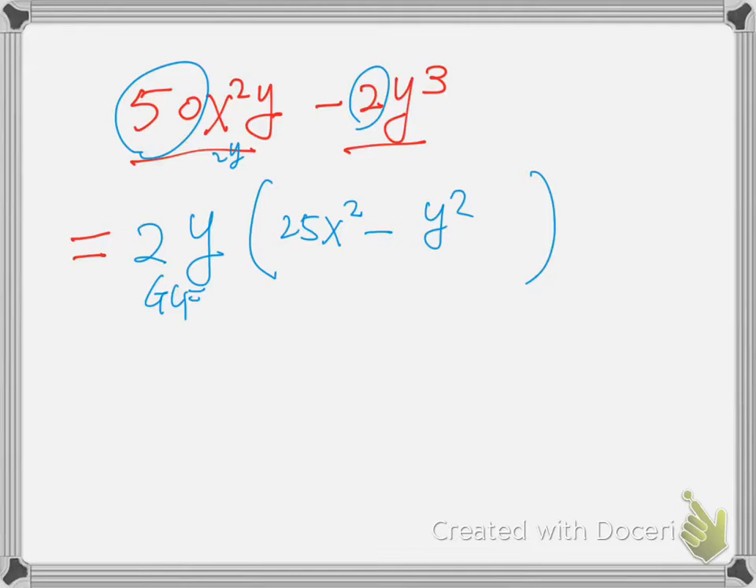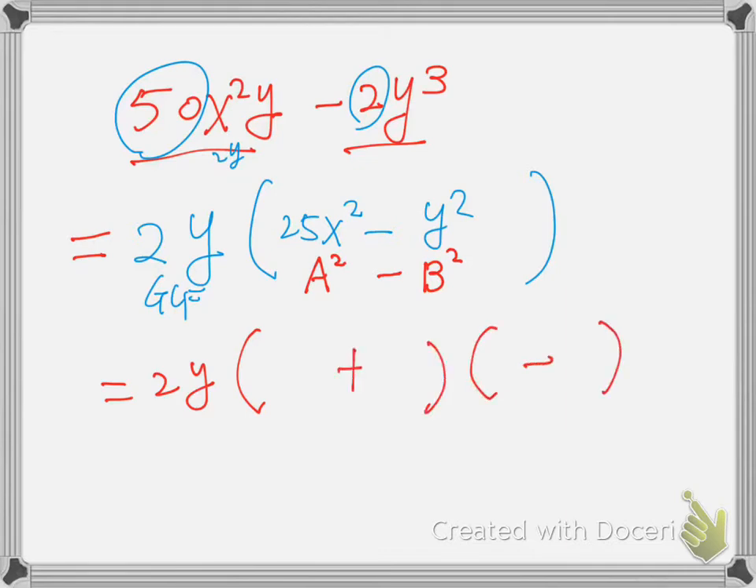So now you should be very careful. This is the perfect square, a squared minus b squared. We can use the previous formula. So what's a and b? A here is the base, so we look at 25 as 5 squared. So it's 5x. B is y, so it's 5x plus y times 5x minus y. Okay, so it's GCF and this formula.